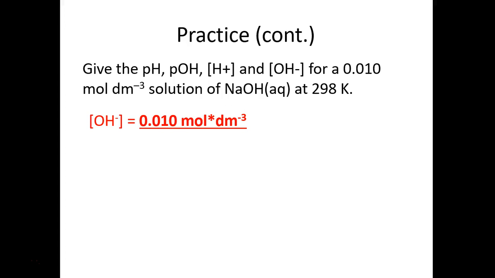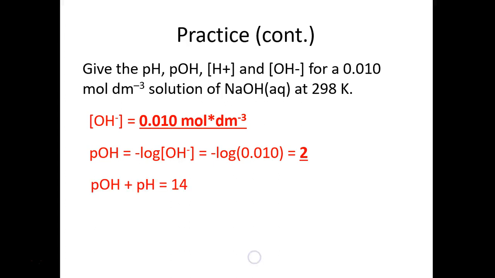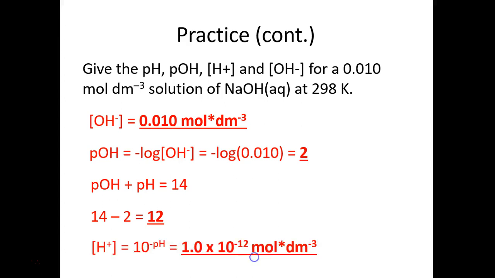Now we can go ahead and calculate the pOH, because pOH is the negative log of OH minus. So the negative log of 0.01 is 2. Now we have our relationship between pOH and pH, and they'll always add up to 14. So if our pOH is 2, then the pH is 12. And if we know the pH and want to calculate the hydrogen ion concentration, we just take 10 and raise it to the minus pH. So the hydrogen ion concentration here will be 1 times 10 to the negative 12th molar.